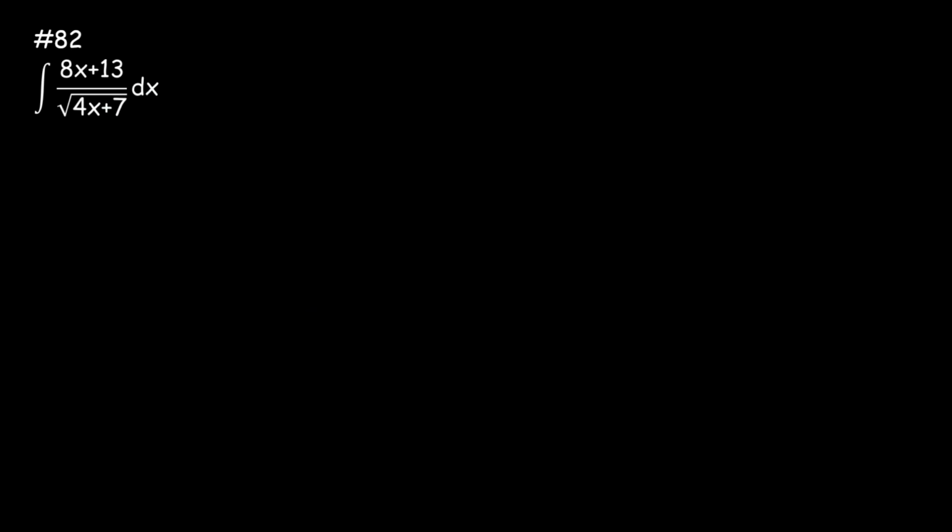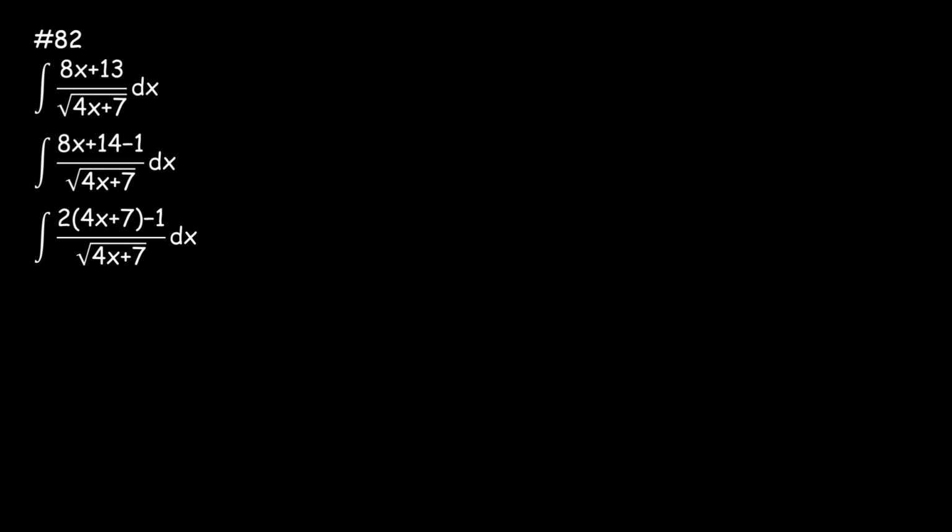Question 82. We have the integral of 8x plus 13 over the square root of 4x plus 7. Well, 13 can be written as 40 minus 1.